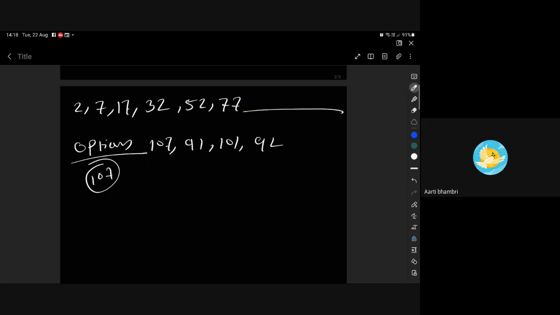Why is it 107? The difference is increasing by 5. This is 5. Then this is 10. This is 15. The difference of 32 and 52 is 20. This is 25. So the difference is getting increased by 5. Another 5, it will be 30. So 30 plus 77 means 107.